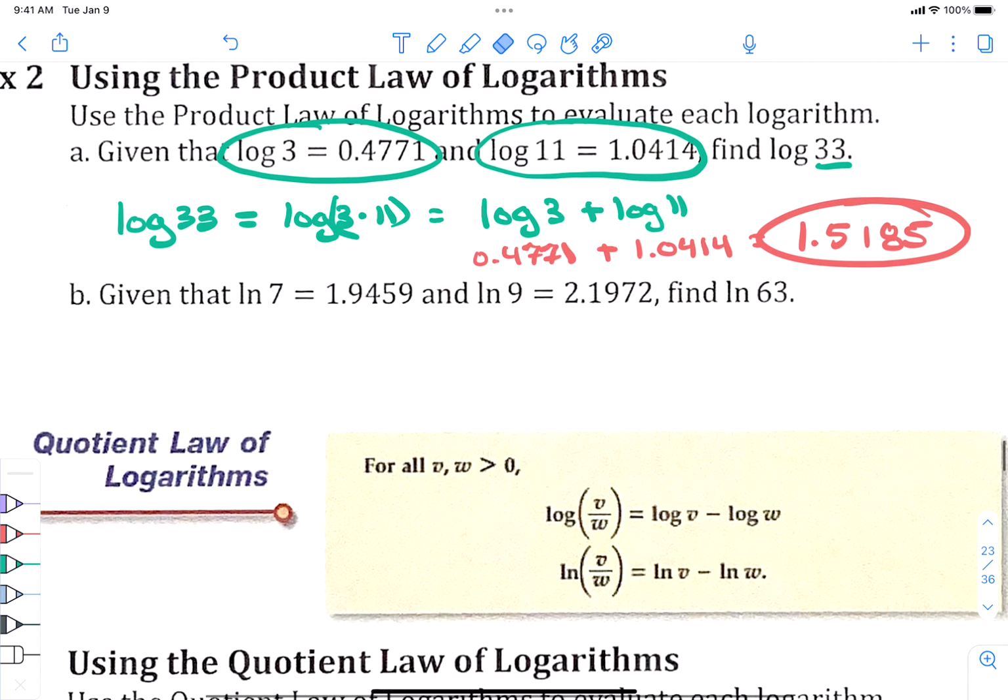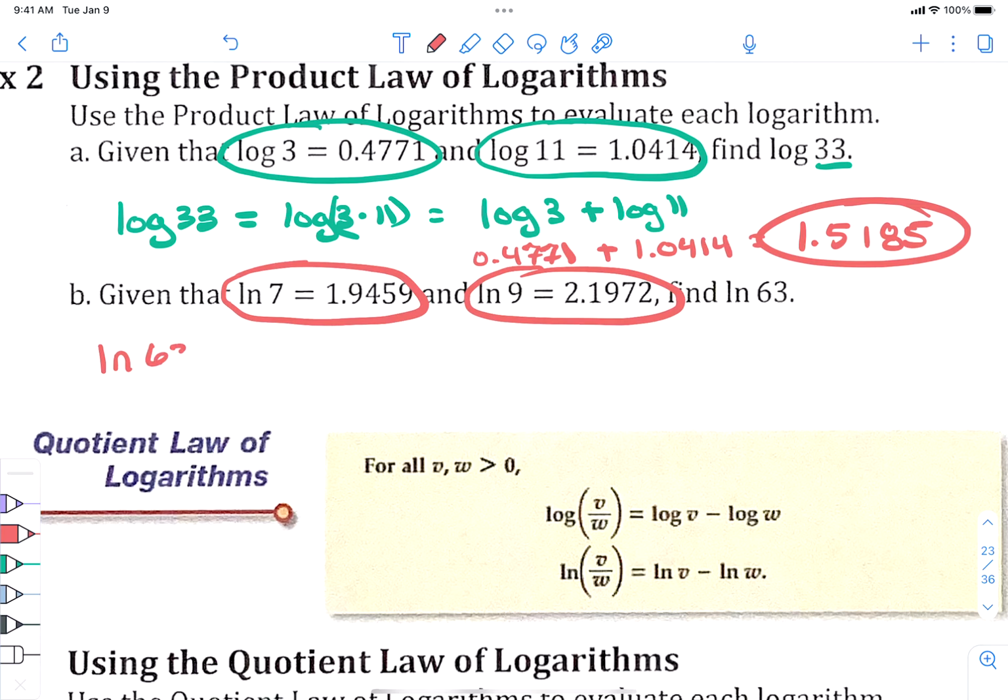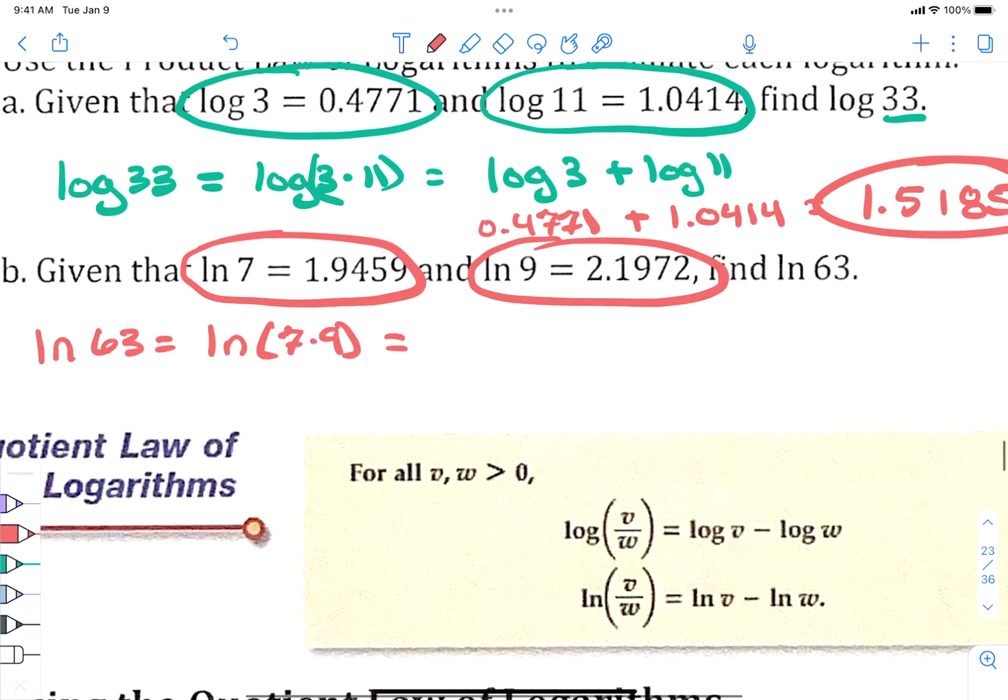Part B says ln of 7 is this. This is a piece of information it gives you. ln of 49 is this. Find ln of 63. So ln 63 is the same thing as ln of 7 times 9. That's 63. But when we're multiplying, we can split them apart. So that's the same thing as ln of 7 plus ln of 9. And ln 7 is this guy, and ln 9 is this guy. This is just illustrating that property: when you break them apart, you can just add the two individual pieces.